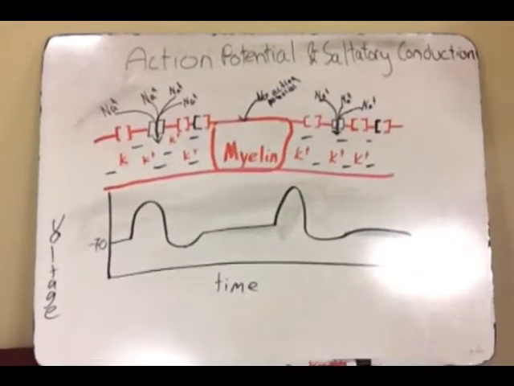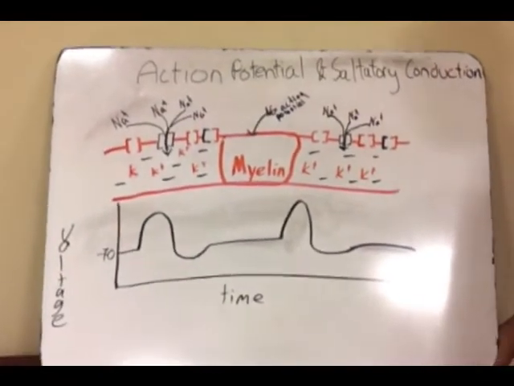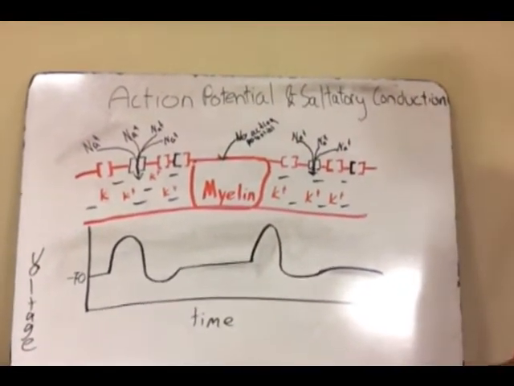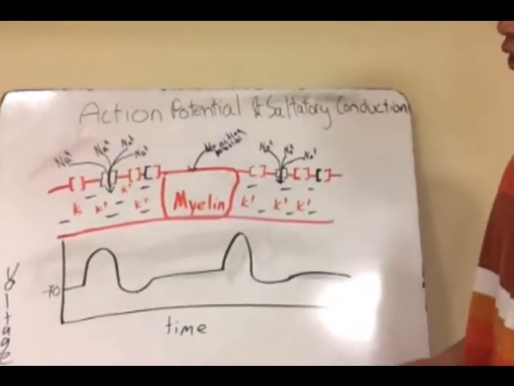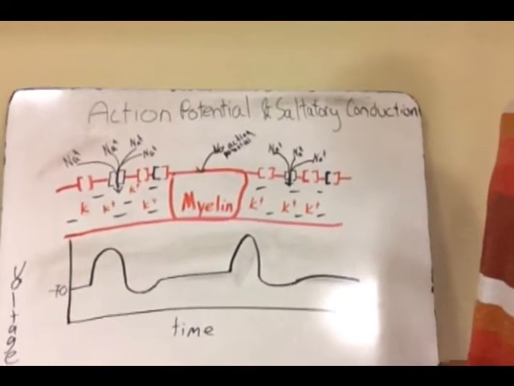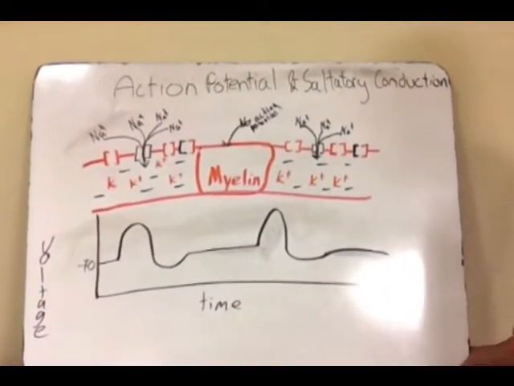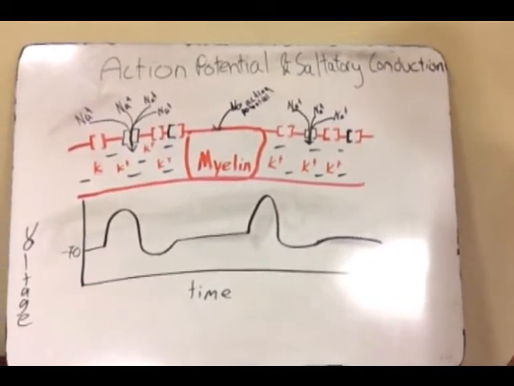Alright, so action potential and saltatory conduction. If you look at the neuron, it has a lot of potassium on the inside and a lot of sodium on the outside of the neuron. But you might think if it has a lot of potassium and the potassium ions are positive, that the inside of a neuron is positive. But actually, the inside of a neuron is negative.